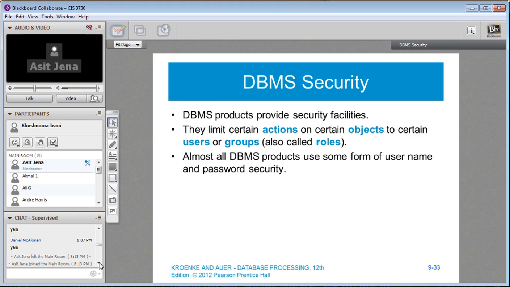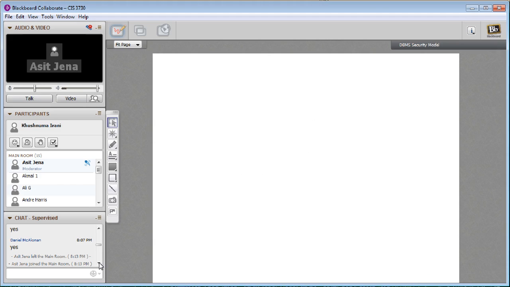The DBMS products provide security facilities that limit certain actions on certain objects to certain users and groups called roles. So that's basically it: who can do what in the human resources database. And those are the types of things that we are going to talk about. That is called DBMS security.